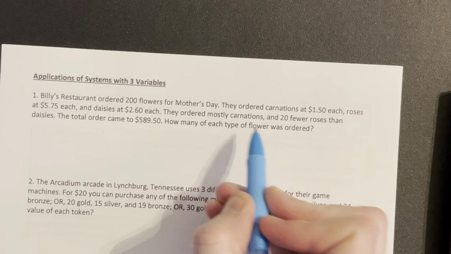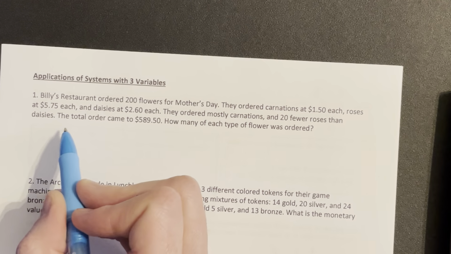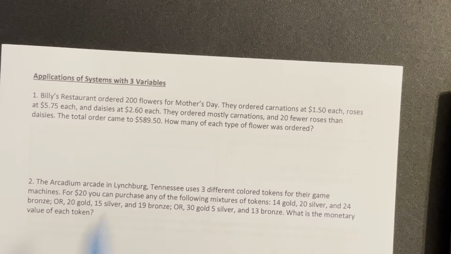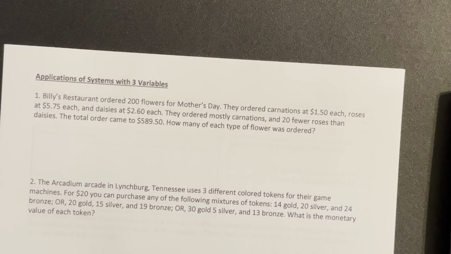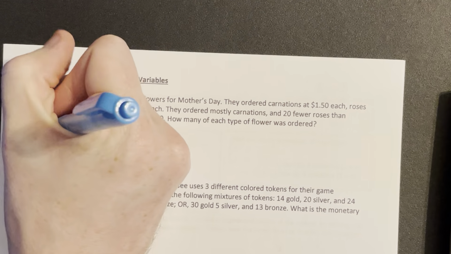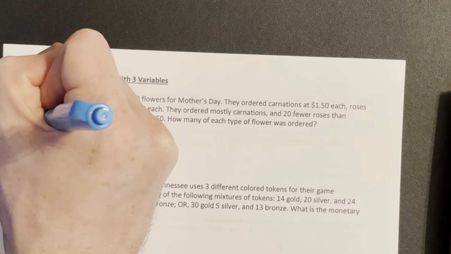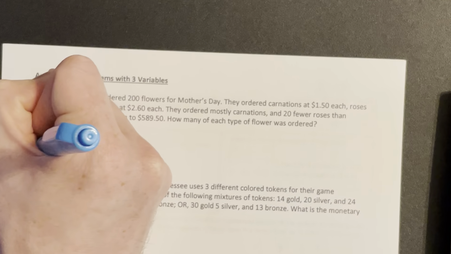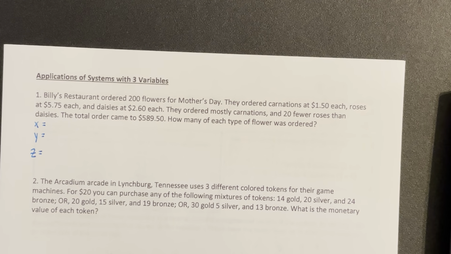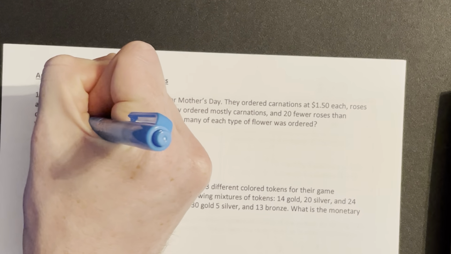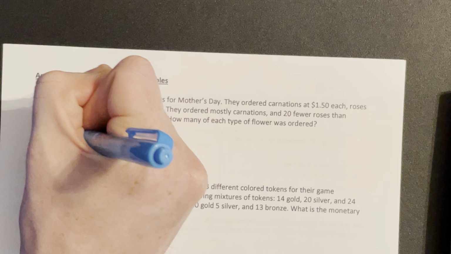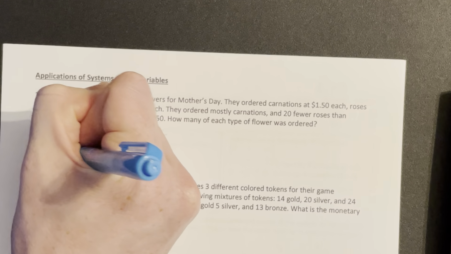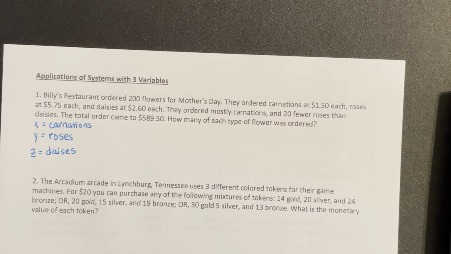They ordered mostly carnations and 20 fewer roses than daisies. The total order came to $589.50. So all of this has got to come into some type of equation. I've got x, y, and z. So x I can let be carnations, y we could do roses, and z we can do daisies. I could also just let this be C, R, and D either way.